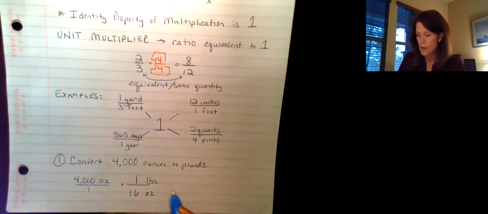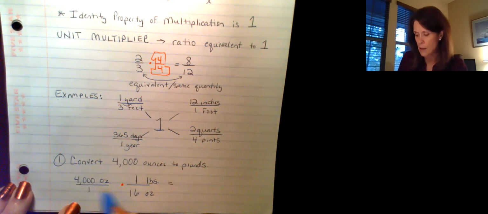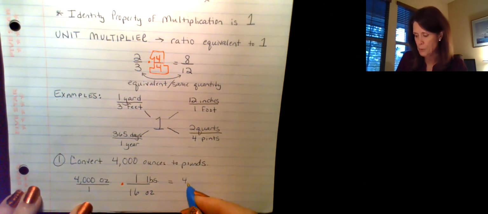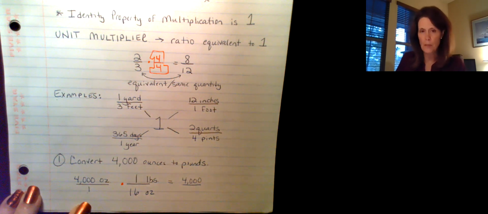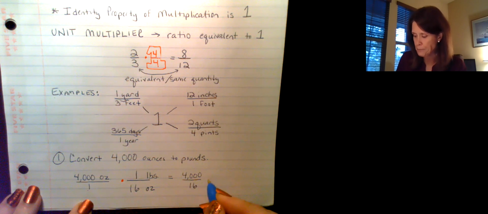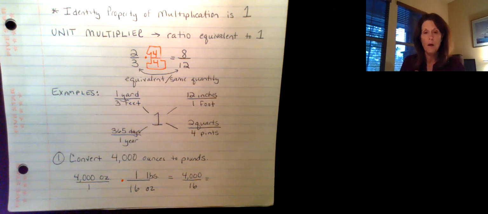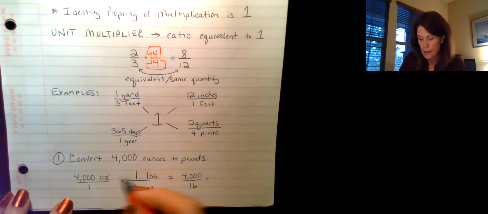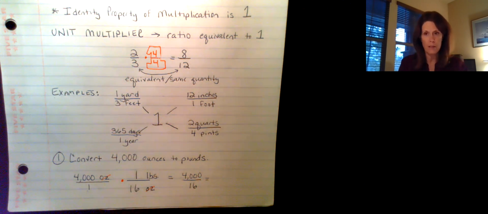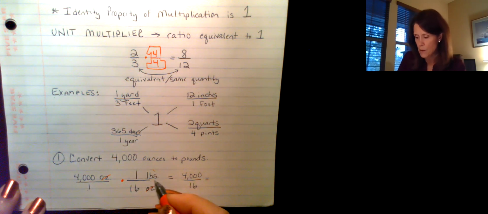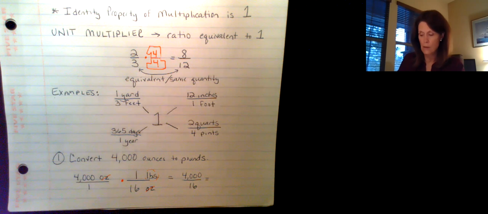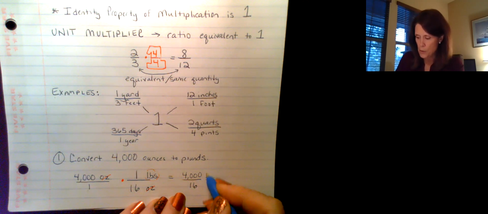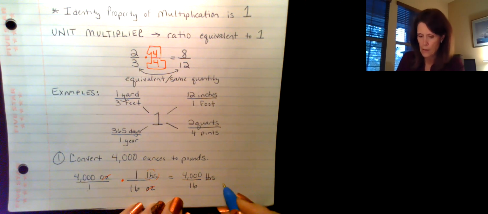And when I multiply top times top, numerator times numerator, and bottom times bottom, denominator times denominator, I get this. But in terms of a label now, my ounces, the labels themselves canceled out. And what's left is pounds. So this unit of measurement now, I'll write it there, is pounds.